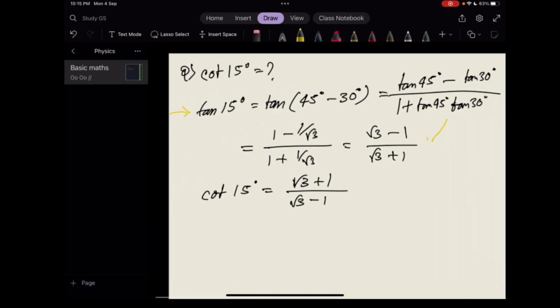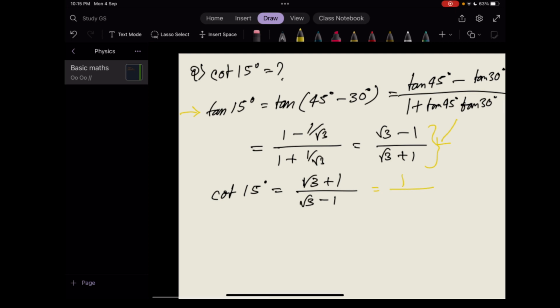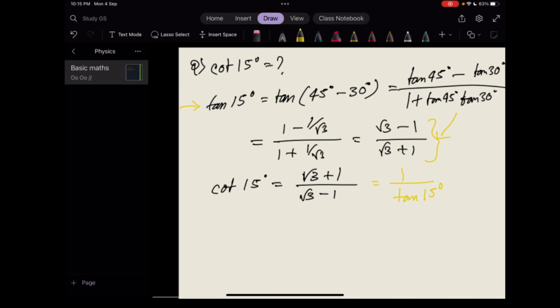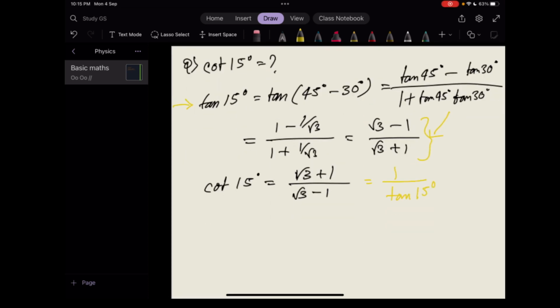Now if I solve it, I reach the value of tan 15 degree. Now I have to find out the value of cot 15 degree, which is 1 by tan 15 degree, which is this one. So it is just a reciprocal, nothing more. Reciprocal of tan 15 degree is the cot 15 degree. So here is my answer.